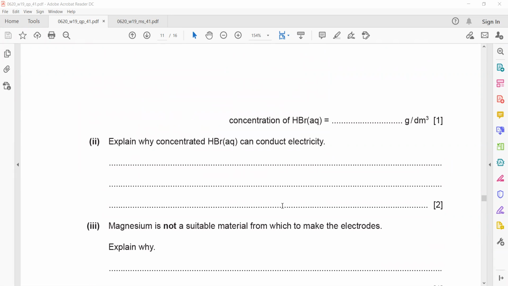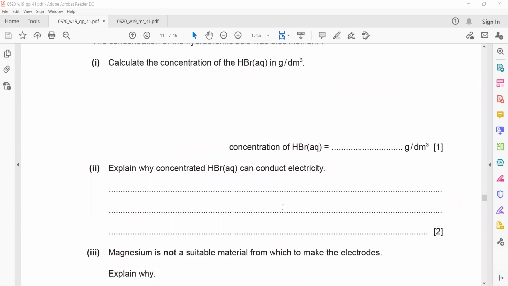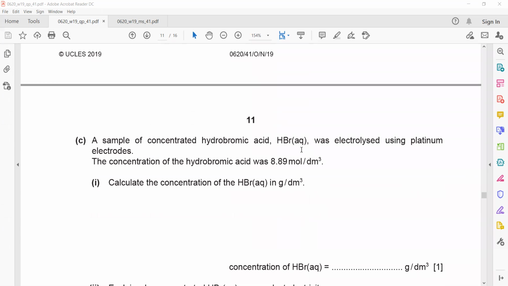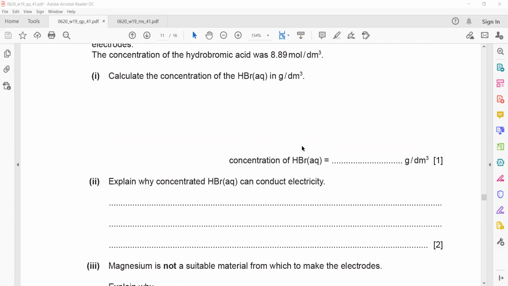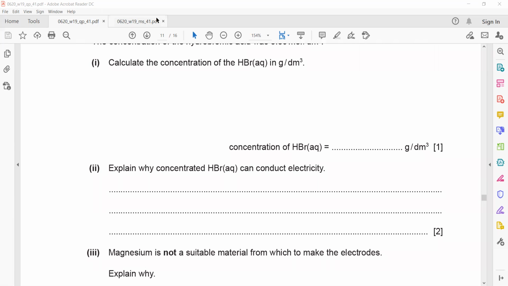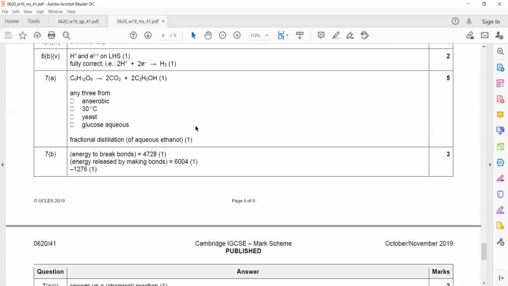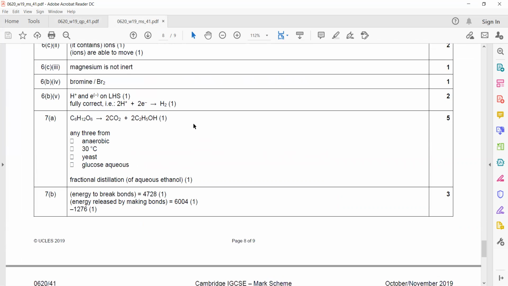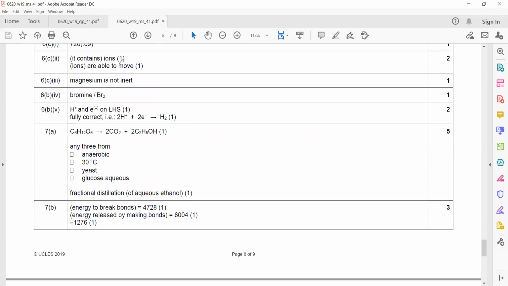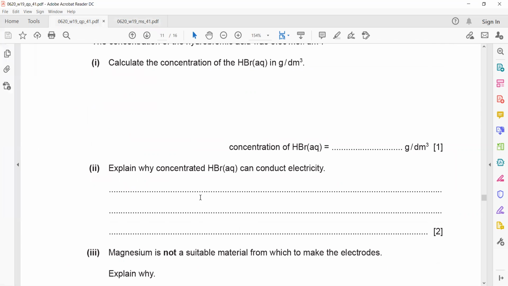Explain why concentrated HBr can conduct electricity. Concentrated aqueous HBr can conduct electricity. So what is the reason why a substance can conduct? Because it will have free ions. Because it contains ions, and ions can move within the electrolyte or the solution. That's why it can conduct electricity.